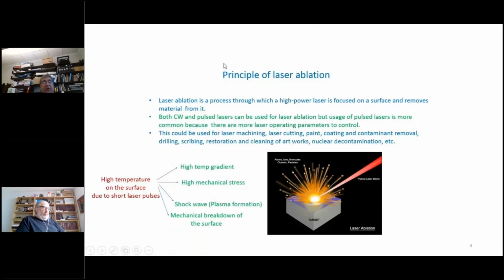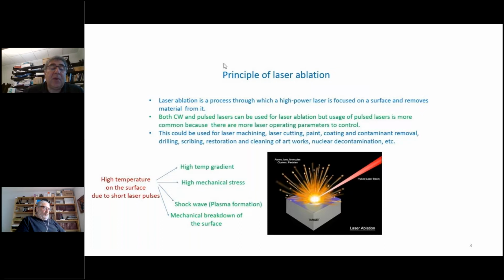And so we start with the principle of laser ablation. The idea is basically to remove coatings and dirt from a surface by focusing a laser beam on the surface. Once you do that, several processes happen. One, there will be a high temperature gradient and a high mechanical stress, and plasma is formed, which causes the formation of a shock wave, and the shock wave blasts the coating from the surface. So this is generally how it happens.